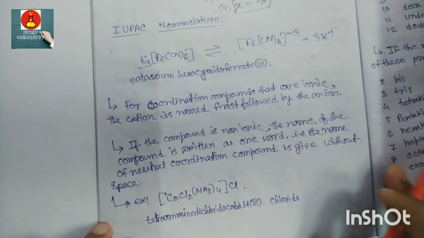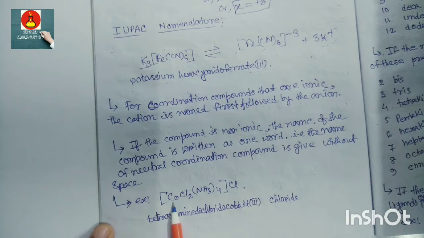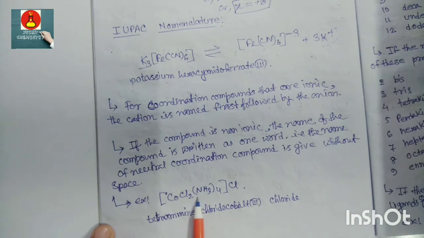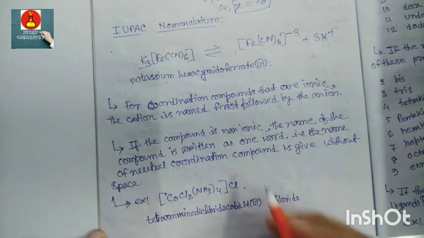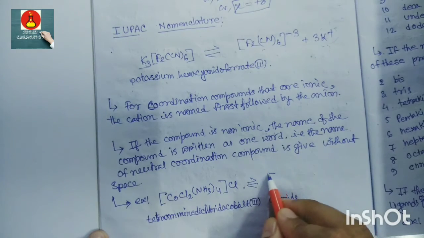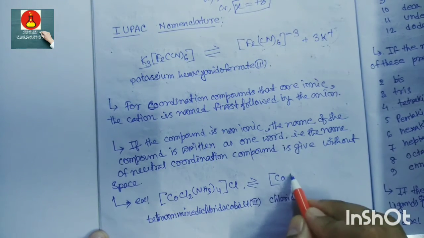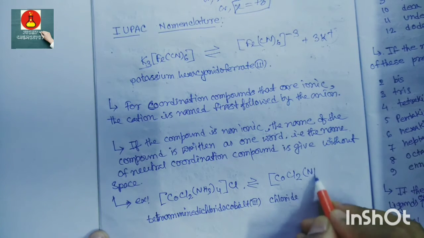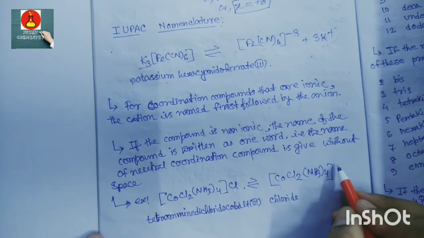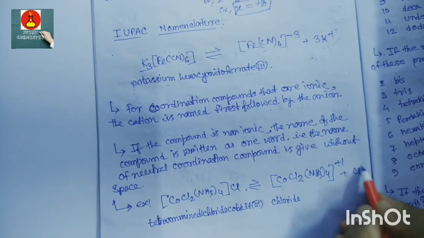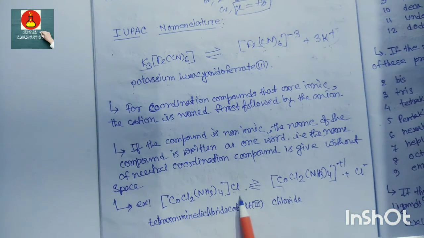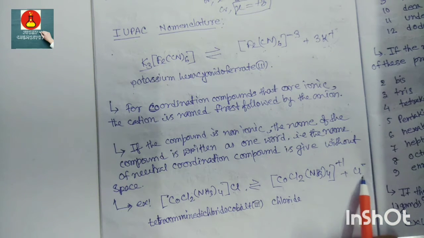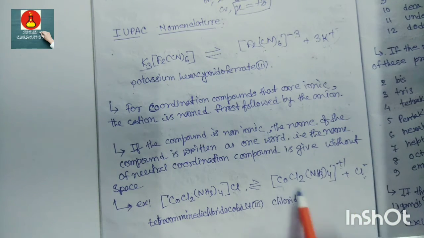Okay, now let's do some examples. In this case, this is cobalt. There are two chlorine ligands and four ammonia ligands inside this coordination sphere, and outside of this coordination sphere there is one chlorine. Now in the polar solvent it will break into this, right, because chlorine is an anionic ligand, so it will produce Cl minus, so therefore there will be a plus one charge on the complex ion.